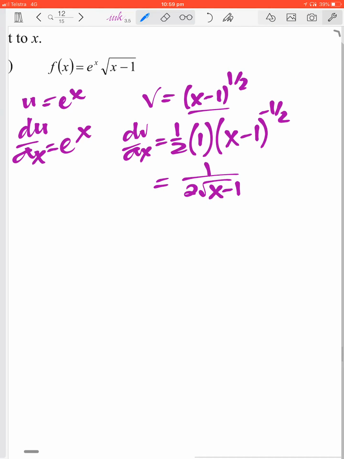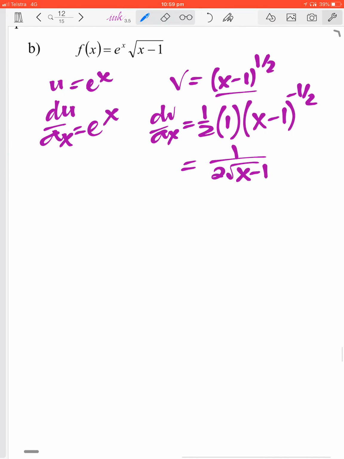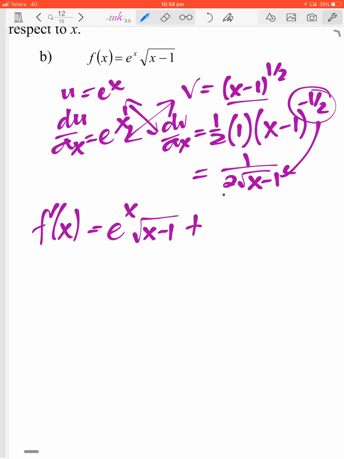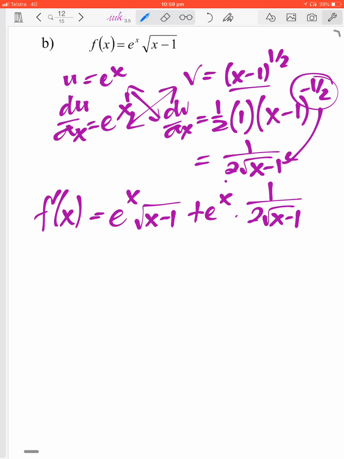We know the negative power goes on the bottom, and that 2 goes on the bottom, so we've got a 1 on top. So our derivative is f dash x equals e to the x times root x minus 1, so that's those two multiplied together, plus e to the x times 1 on 2 root x minus 1.